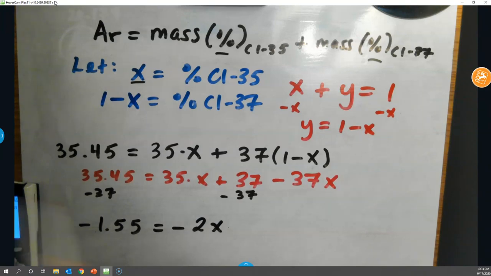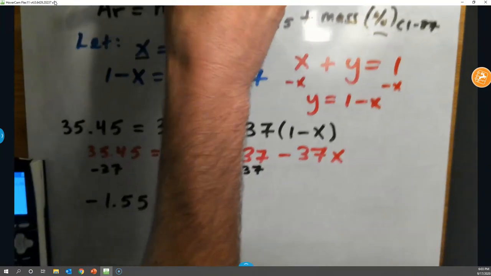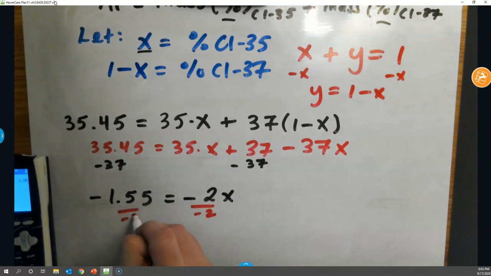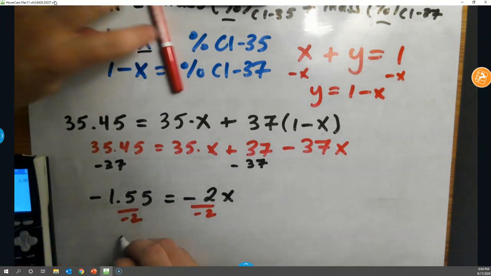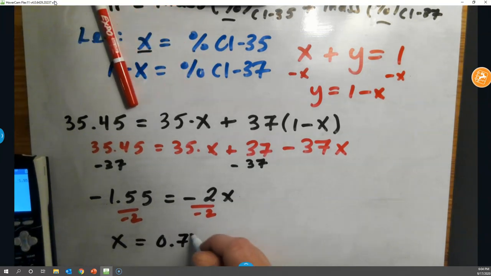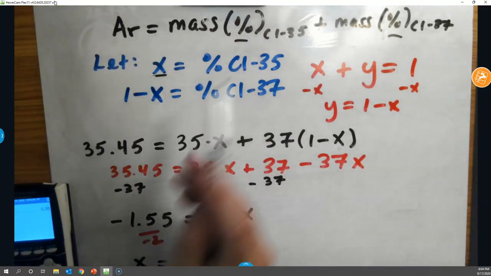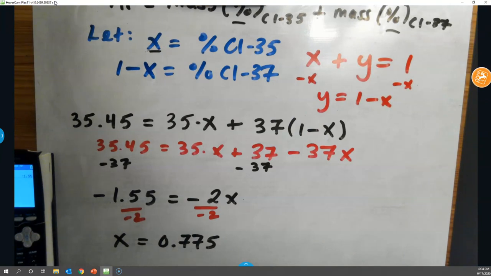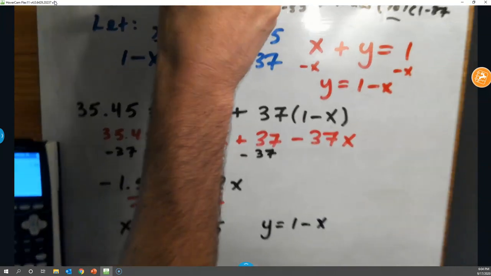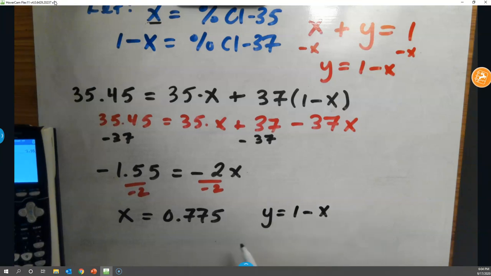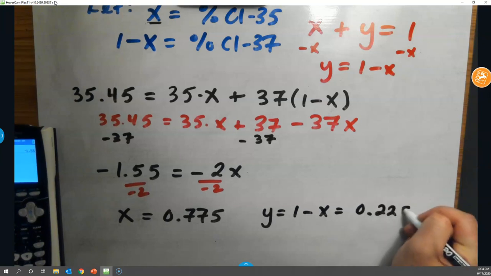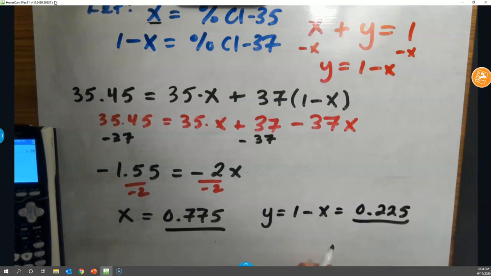Now to complete this equation, I'm going to divide both sides by negative 2, which gives me an answer for x of 0.775. We defined x as the percentage of chlorine 35, so that's our answer for chlorine 35. Now, y is a different story. Y was 1 minus x. So when we're finding the percentage of chlorine 37, we're going to subtract 0.775 from 1, so I get that y is equal to 0.225. And these are your two abundances.